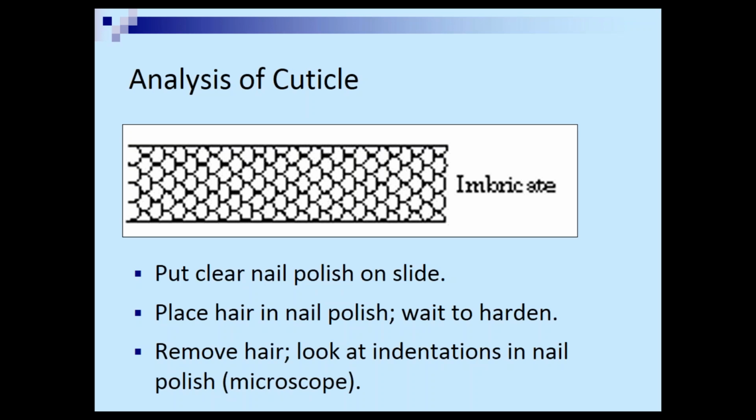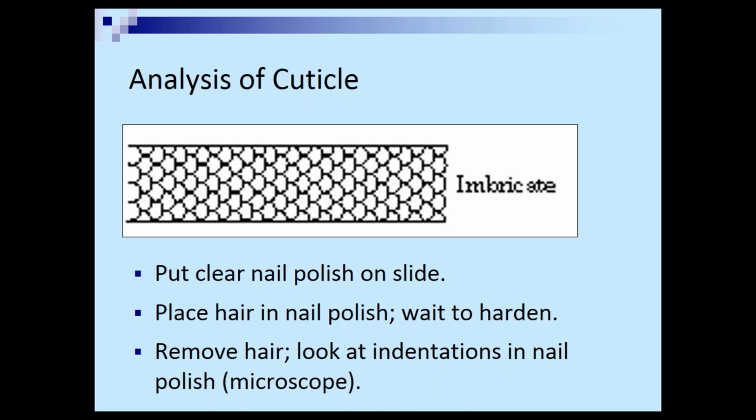You'll use clear nail polish and smear this on a glass microscope slide, and then you'll lay the hair in the clear nail polish and allow the nail polish to harden. After it hardens, 5 minutes, does that sound right to everybody? Then you rip the hair out, and what's left in the nail polish is the impression of the outside of the hair. You put that underneath the compound microscope, you can take a very close look at it, and it gives you an indication of what the cuticle pattern is.